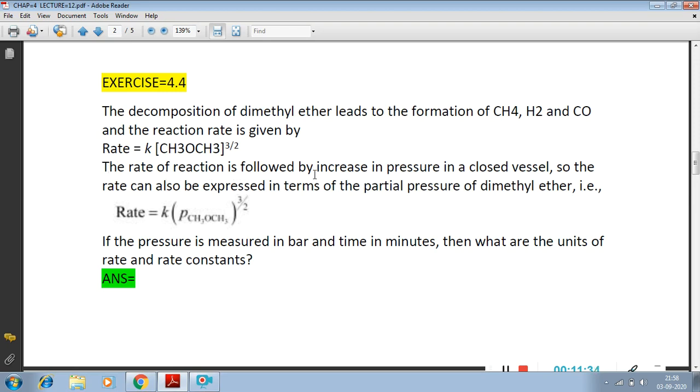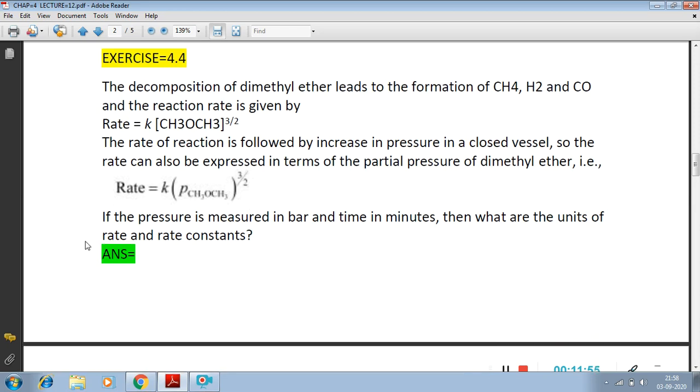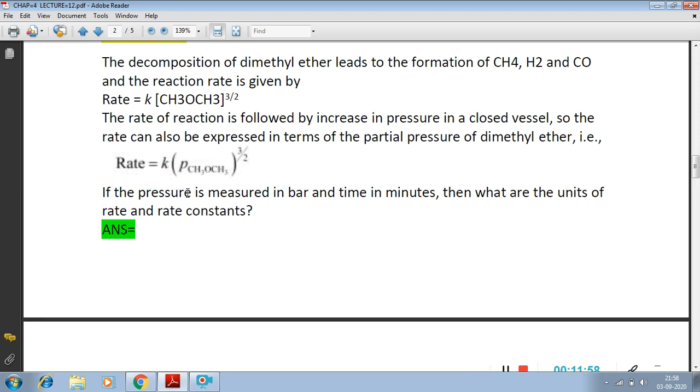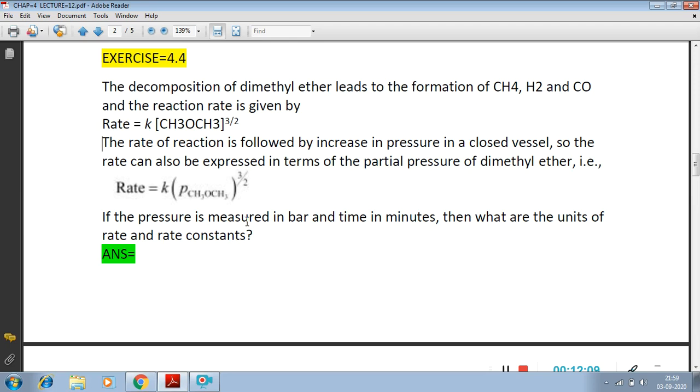The rate of reaction is followed by increase in pressure in a closed vessel. So rate can be also expressed in terms of the partial pressure of dimethyl ether. That means rate is equal to K into partial pressure of ether raised to 3 by 2. If pressure P is measured in bar and time is in minute, then what are the units of rate and rate constant? Okay, so first of all, understand the question.